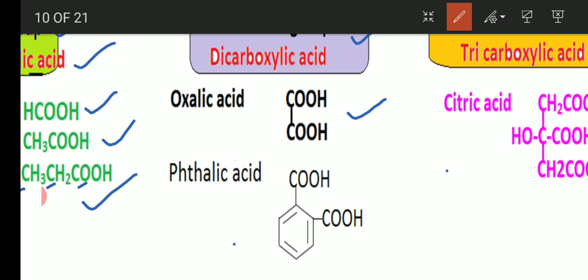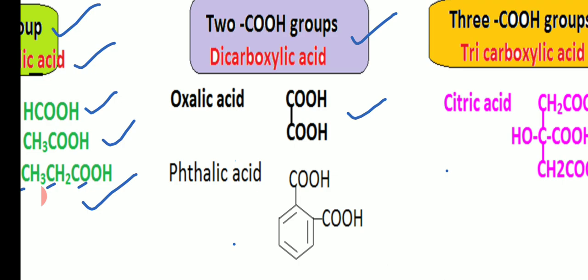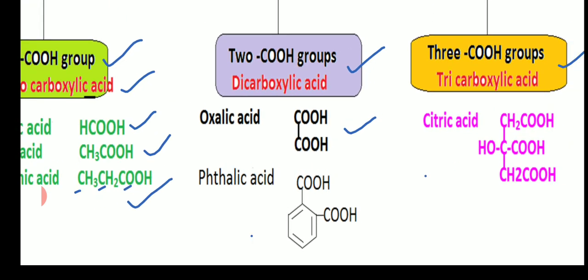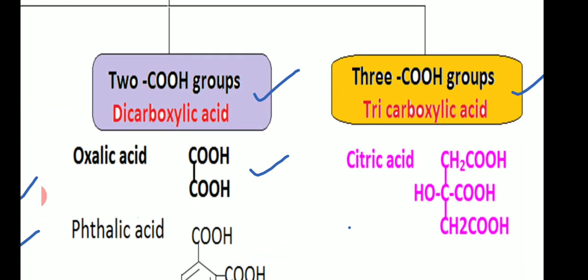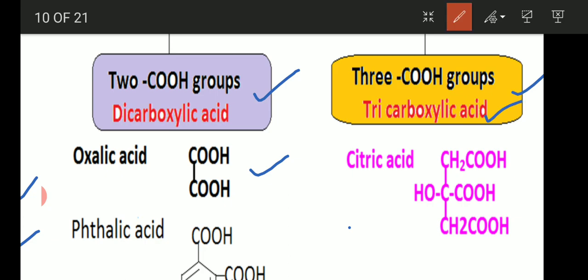Now, these are dicarboxylic acids, in which two carboxylic acid groups are present. Now, coming to the third category, tricarboxylic acids, which have three COOH groups. An example is citric acid: CH2COOH, COOH and CH2COOH, and one OH is also present.